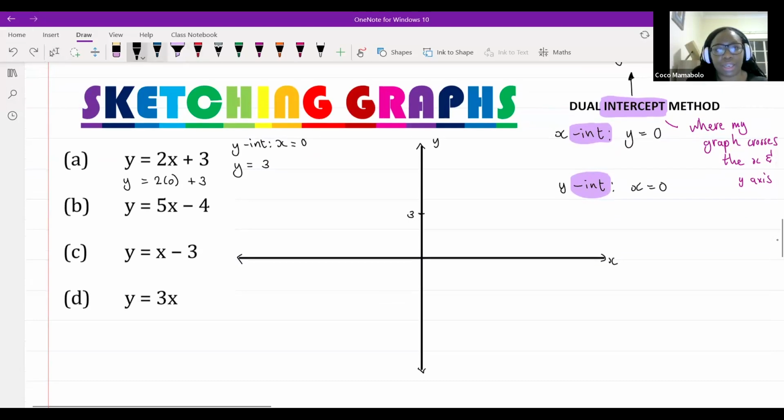Let me use a different color. Let's use blue. I'm going to put a dot. I can't see blue. Let's try red. Much better. That's where my graph is going to cross the y-axis.